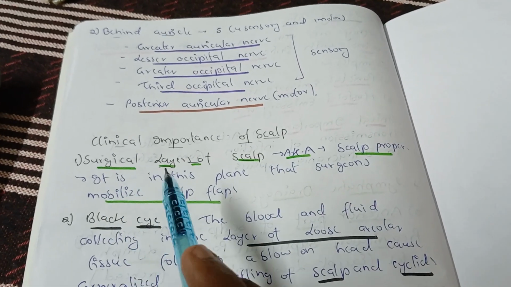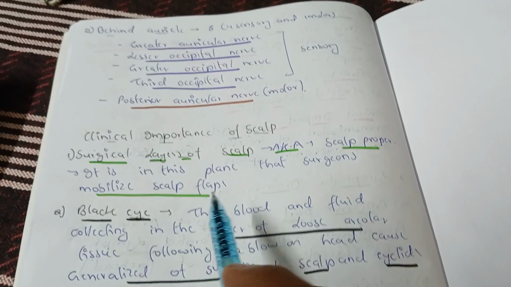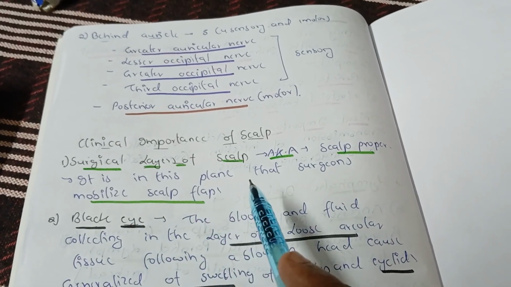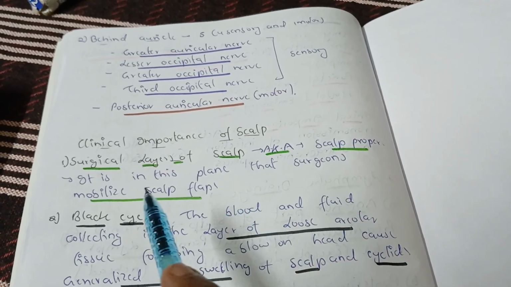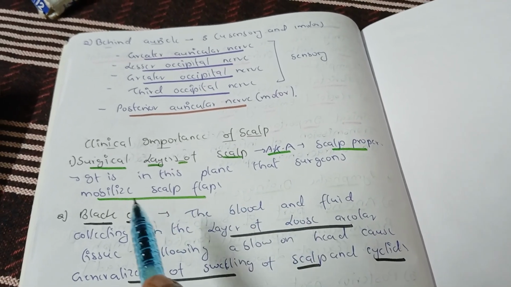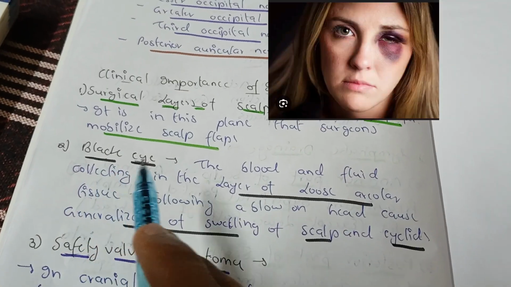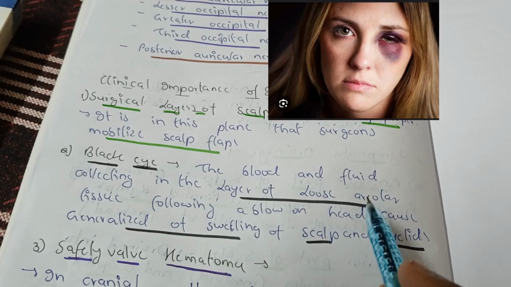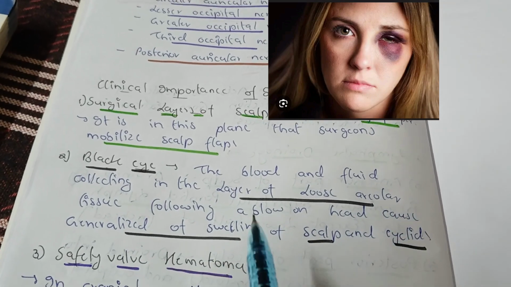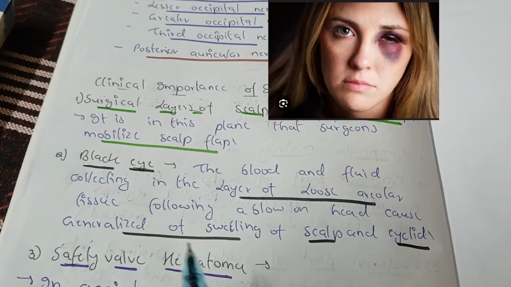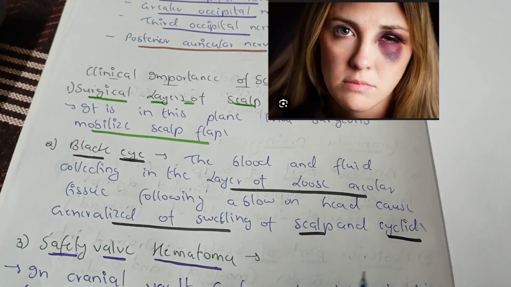Number 1. Surgical layers of the scalp, also known as scalp proper. It is the first three layers of the scalp which consists of the skin, connective tissue layer and the aponeurotic layer. It is in this plane that surgeons mobilize the scalp flaps. The second importance is black eye. The blood and the fluid collecting in the layer of loose areolar tissue following a trauma on the head can cause generalized swelling of the scalp and the eyelids, as shown in the picture here.